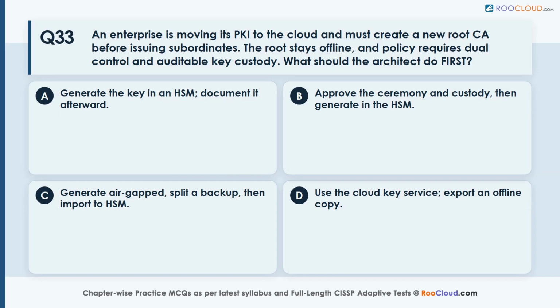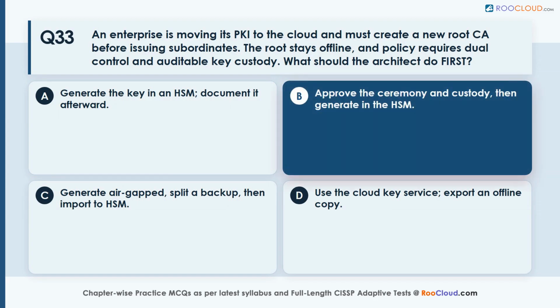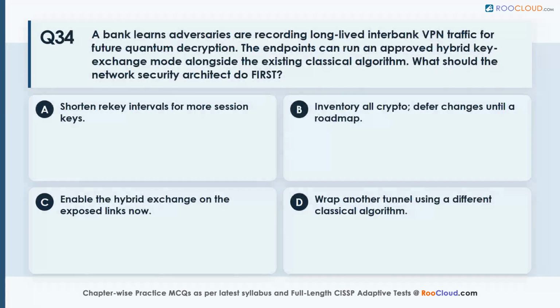Option D uses the cloud provider's general-purpose key service and exports an offline copy. That creates exactly the exportable, weakly controlled key the policy forbids. Option B approves the ceremony and custody roles first, then generates and keeps the root key inside an approved hardware module. Authorize the ceremony, then create the key inside the boundary. That is the pattern. Question 34.